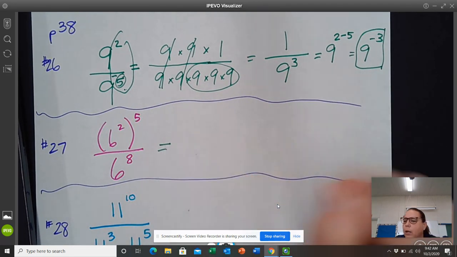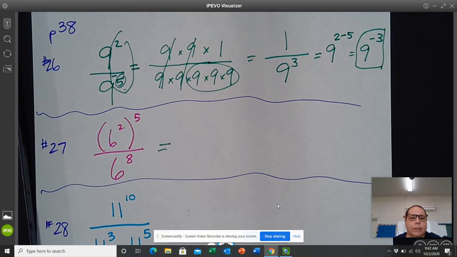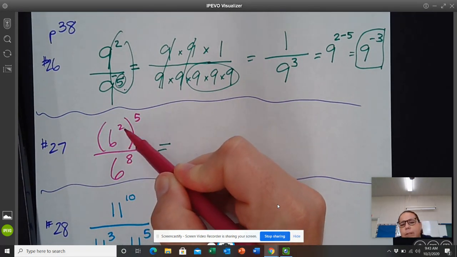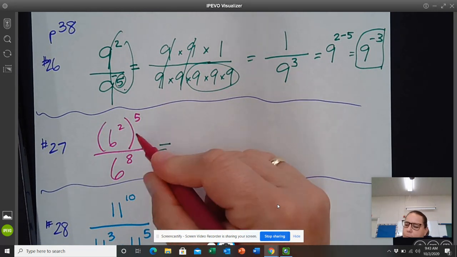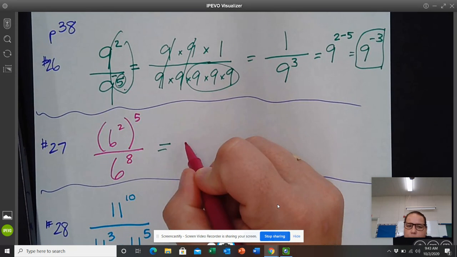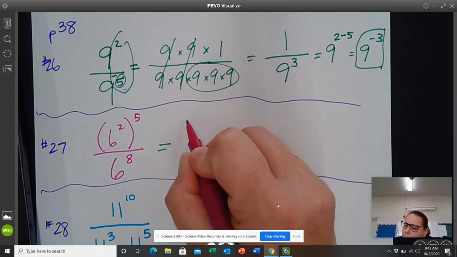Okay, on to this next example. So I had at least a couple students multiply this like 6 times 2. That's not what this means. This means 6 multiplied 2 times, all right? So if I were to write this out in expanded form, it would look like this.